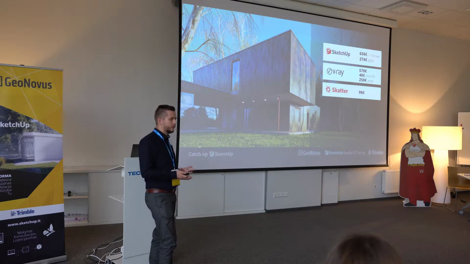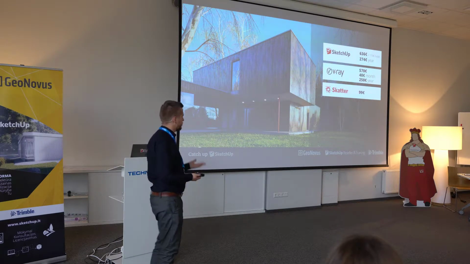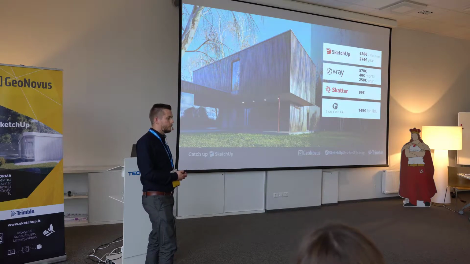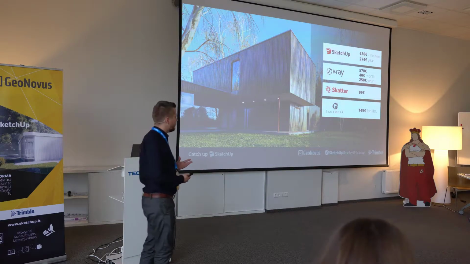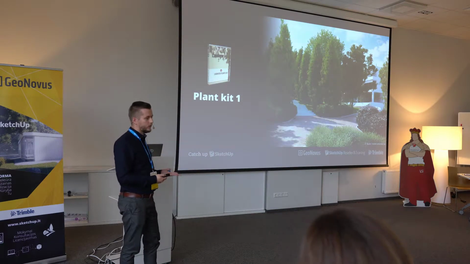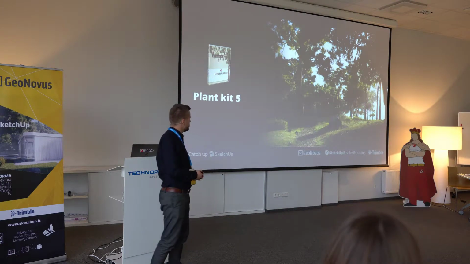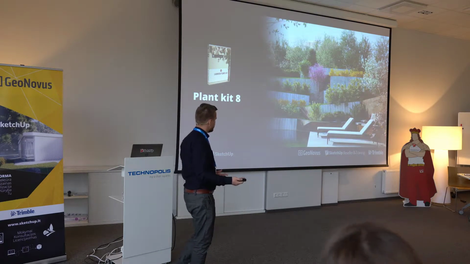Then there is Skatter, a tool to scatter any kind of component in SketchUp, be it trees or grass, in a realistic way. And Laubwerk, which is one of the easiest to use vegetation libraries. It comes in separate libraries, where, for instance, one library is with these kinds of trees, one is with evergreen trees, others are with bushes or flowers.